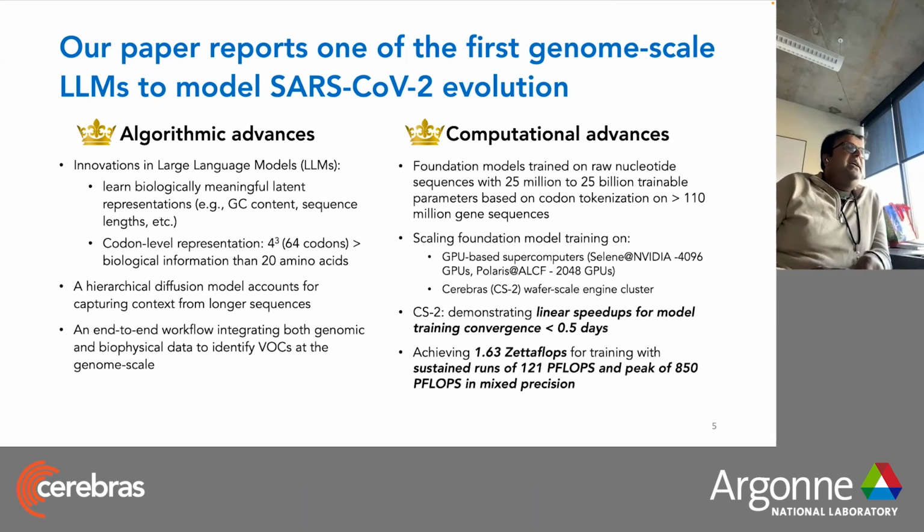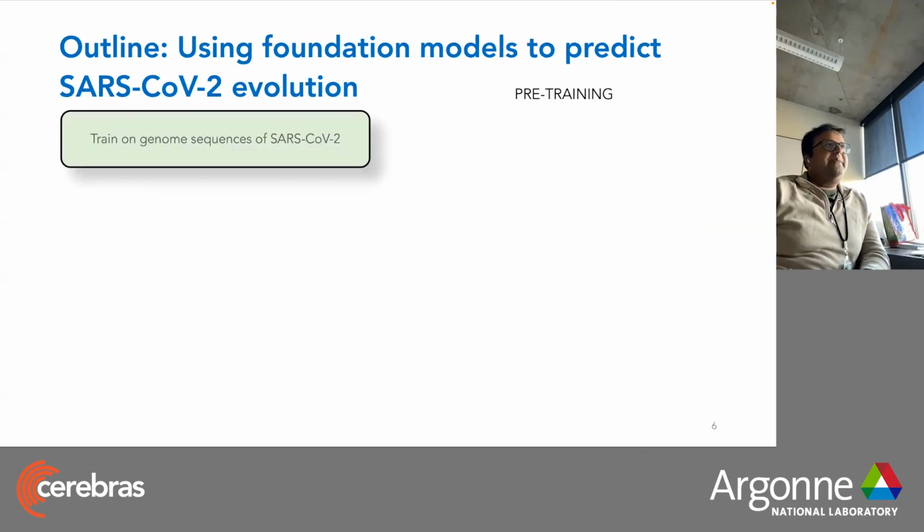So we had to develop some algorithmic advances that include this idea called hierarchical diffusion. I'll give you an idea of what that is. And then finally, we are also integrating this into an end-to-end workflow that allows us to characterize both the genomic and biophysical data to identify these variants of concern, right? And this whole application took us about 850 petaflops of mixed precision peak runs, which is kind of cool to see how these large language models can actually chew on computers.